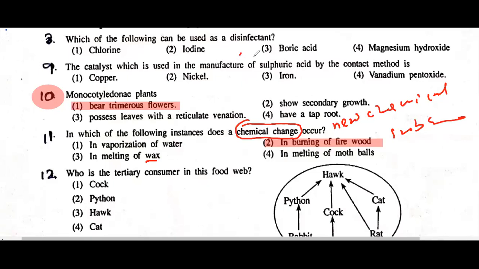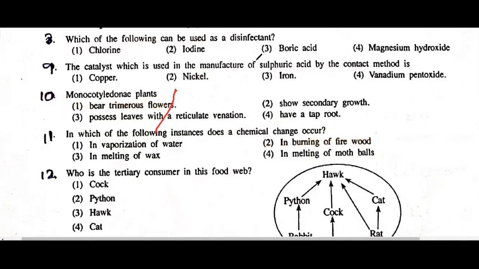In a chemical reaction, you cannot reverse it. After burning firewood, you cannot get the original firewood again. Not all chemical changes, but most of the chemical changes are irreversible. What is the meaning of irreversible? Cannot be reversed. After burning petrol, can you get the petrol again by collecting the ash and the smoke and light and heat and sound? No, can't.